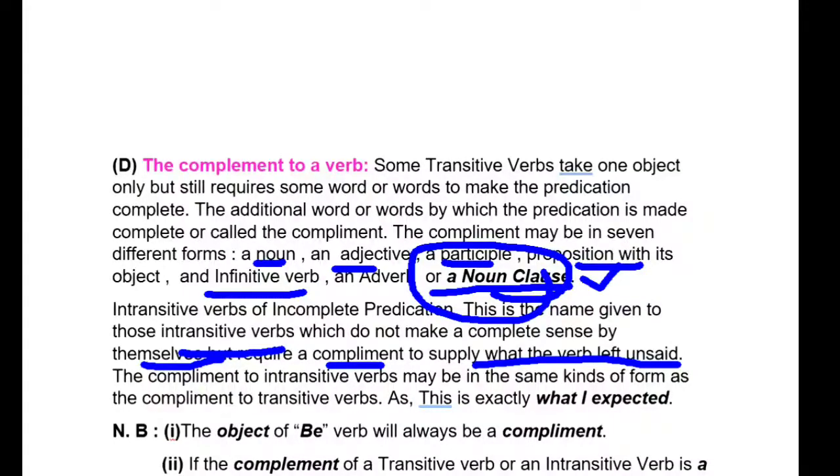Similarly, if we examine the sentence, this is exactly what I expected. The object of the be verb, that means, what is a be verb? Am, is, are in the present tense, was, were in the past tense, and will be and shall be in the future tense. So this is exactly what I expected. Is is the main verb and its object is what is expected. So basically the object of a be verb must be a complement, and if the complement is a clause, then it must be a noun clause.